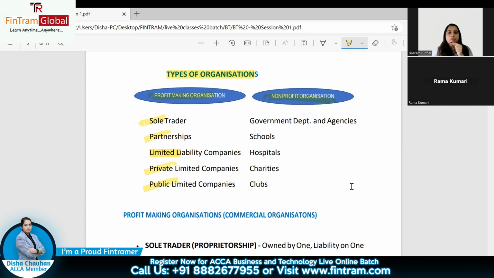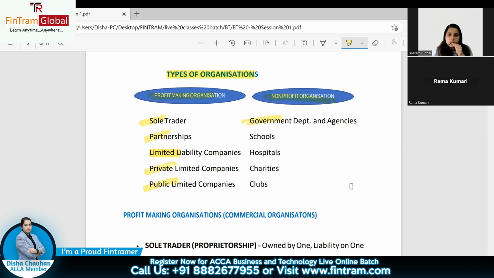Then in your not-for-profit organizations, there is any government department or agency we have, let's say the police, right? The police is a government department. We don't have the police to make a profit. It is not a business per se. It's there to serve the society, to make sure that law and order is in place. The military is there for a different purpose. It is not there to make any profit. So any government departments and agencies are there to serve the citizens as such.